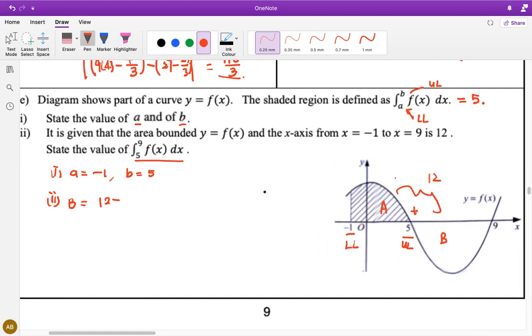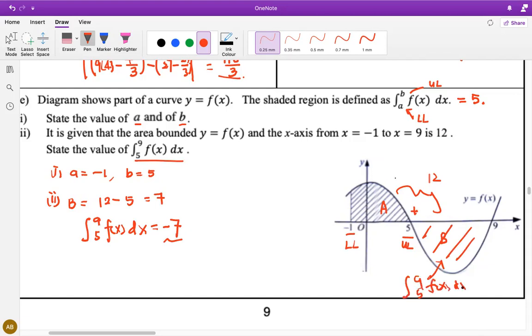Okay, so we add in. Therefore, B will be 12 minus 5. So you get 7. So the area of this region is 7. Therefore, the value of the integral from 5 to 9 of f(x) dx is negative 7. It must be negative because we are finding the value of the integration from 5 to 9 of f(x) dx. So it should be negative 7.